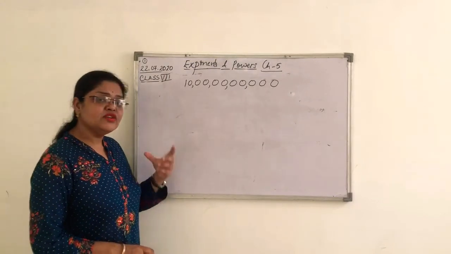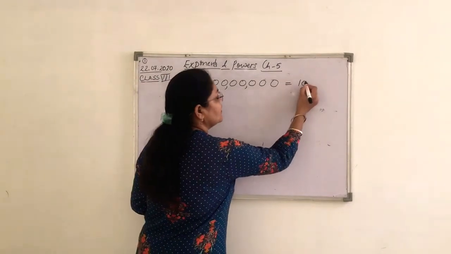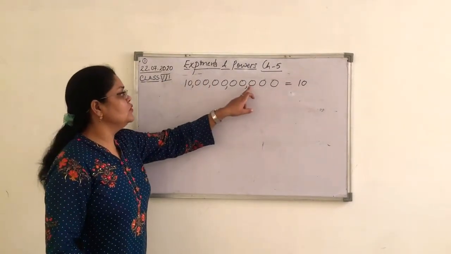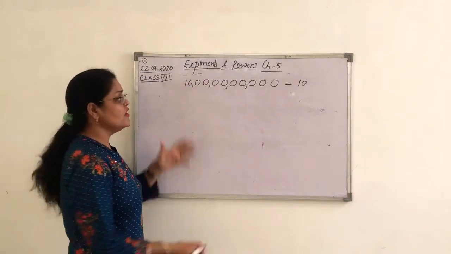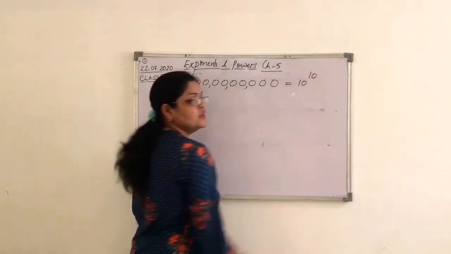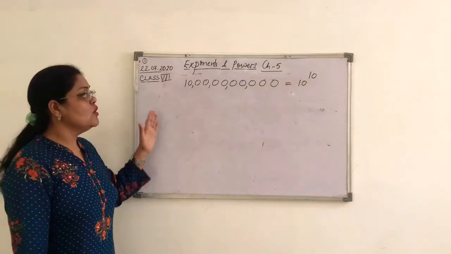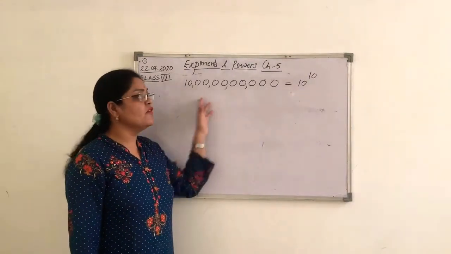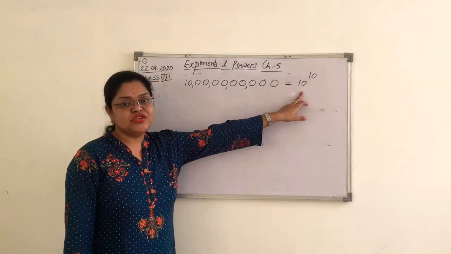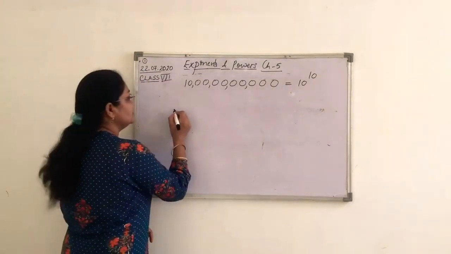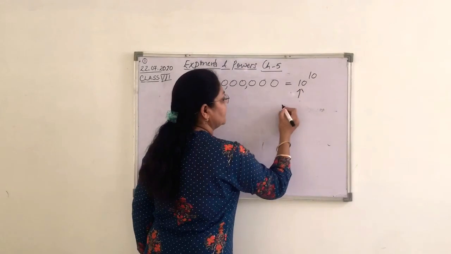So how can we write it in short form? 1, 2, 3, 4, 5, 6, 7, 8, 9, 10. So we have 10 zeros with 1. This is a short form to write a very big number. This is called exponential form. It means 10 raised to power 10.